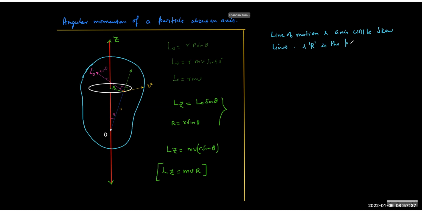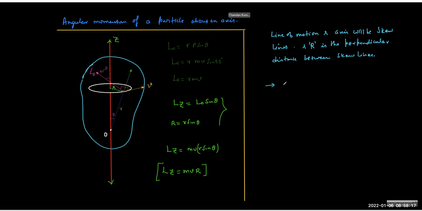R is the perpendicular distance between skew lines. And now, which kind of velocity will never produce angular momentum about the axis? So if the velocity is intersecting the axis, it will have zero angular momentum about the axis. And second is obviously if the velocity is parallel to the axis.